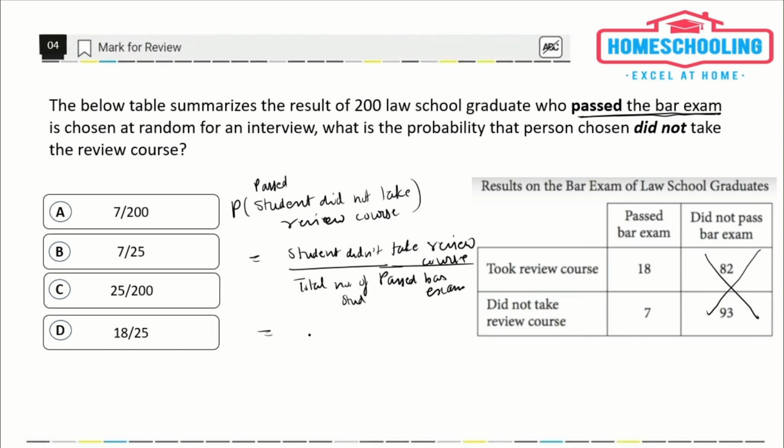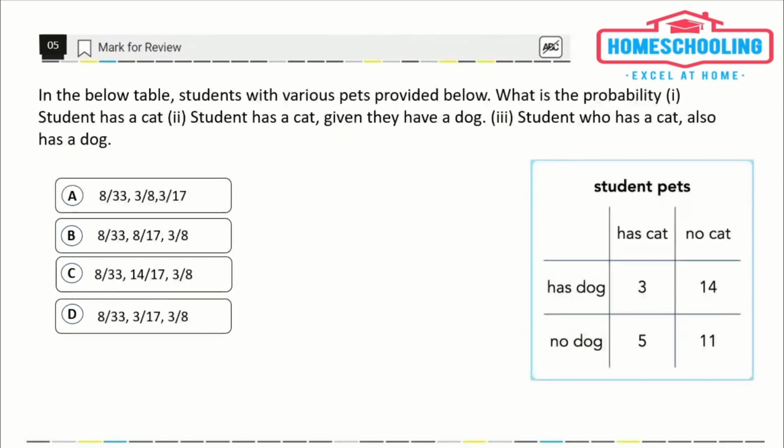As you can see, the total number of students who have passed the bar exam is 18 plus 7. That is our sample size, or the total number of possible outcomes. And we have to find the probability that the student did not take the review course. So 7 did not take the review course. So we can say 7 divided by 25. So option B is your correct answer. Now let's move on to the next question.